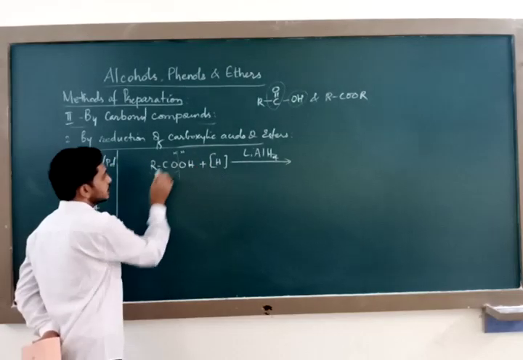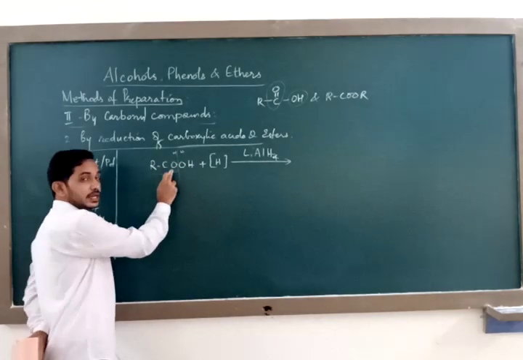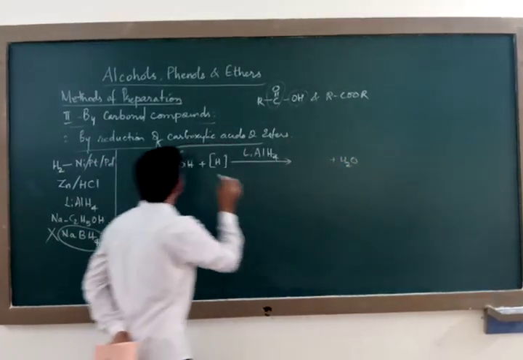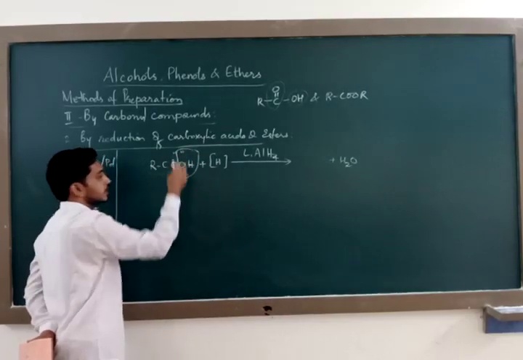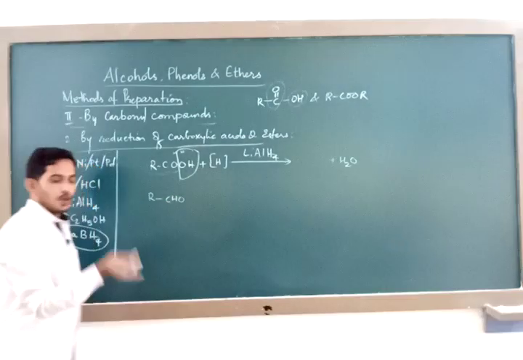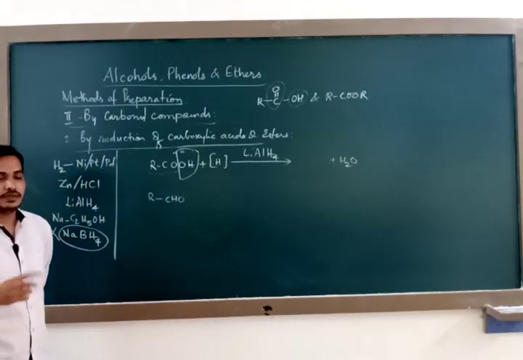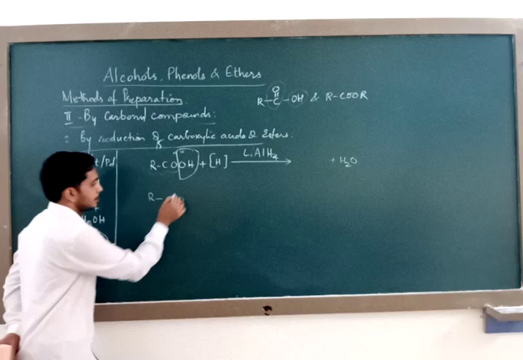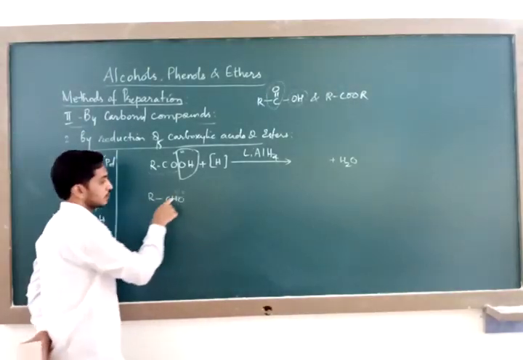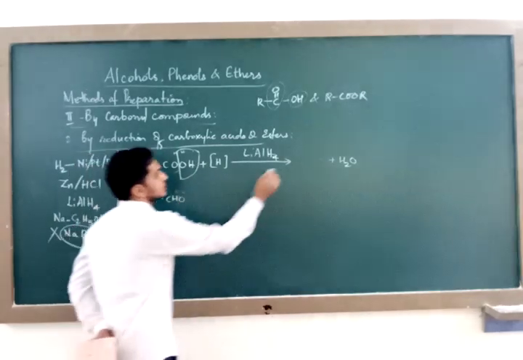Now this product is RCHO, it is an aldehyde. The other product is water. Now forget about water, it is gone. Now this is only RCHO. Go back to your last method of preparation, wherein how did you reduce aldehydes? By breaking the bond here, writing one hydrogen here, one hydrogen here. The product will be RCH2OH.